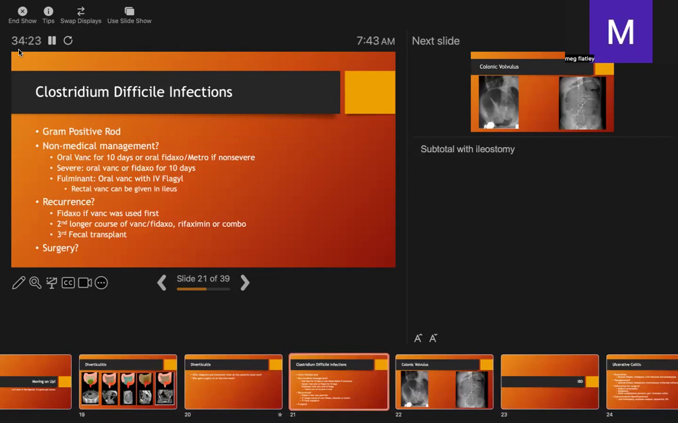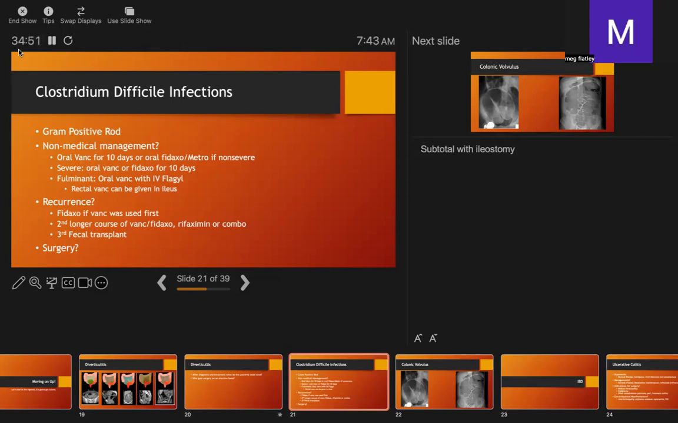So it's a GPR, right? They'll say gram-positive rods, and so on. Non-medical management: the test still says oral vanc for 10 days is first-line treatment, okay? Just so you know. You can add oral fidaxomicin or metronidazole if it's not severe, which is kind of silly because we don't necessarily do this. For severe, they say oral vanc or fidaxo for 10 days.